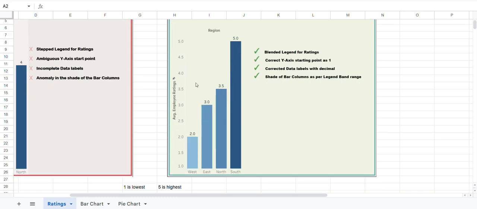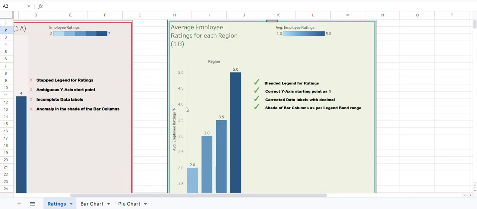We have a blended legend for ratings. For example, if there are two employees being rated, like one had 2.5, the other had 4, then the average will become, suppose, 3.5. This is how it is correctly shown.